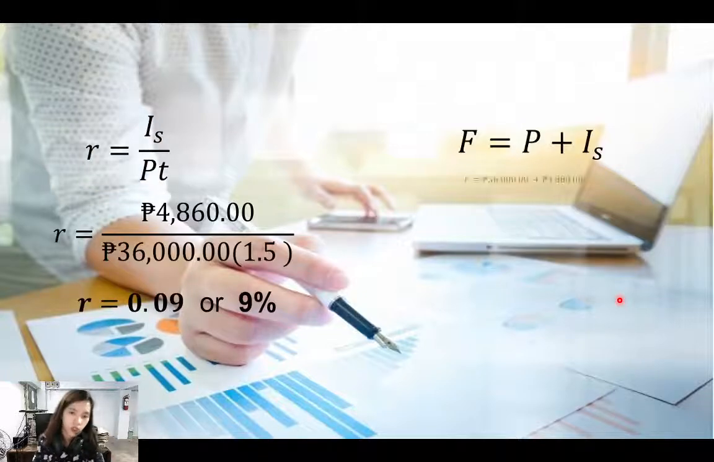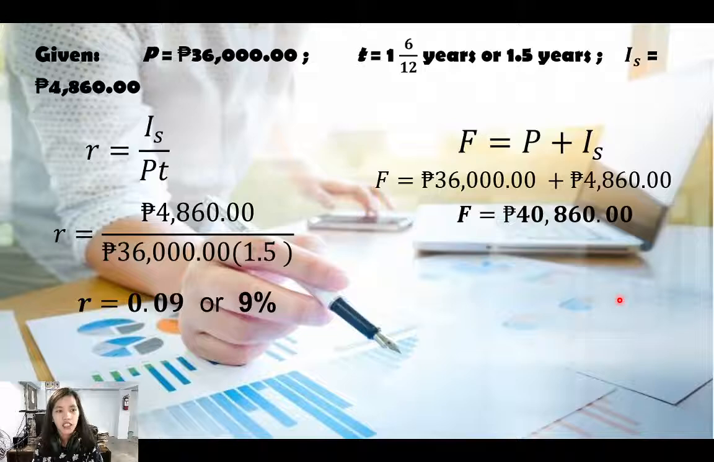Yan, nahuli ulit yung given. The given are the principal, 36,000, and the time, 1 and 6 over 12 years or 1.5 years, kasi 6 divided by 12 is 0.5. Add the 1.5 years. I sub S is equals to 4,860. Yan, rate muna yung hanapin natin.